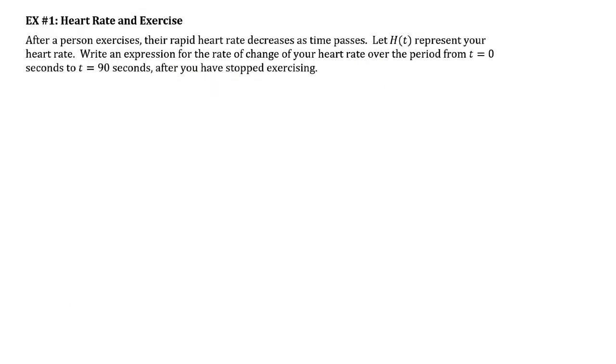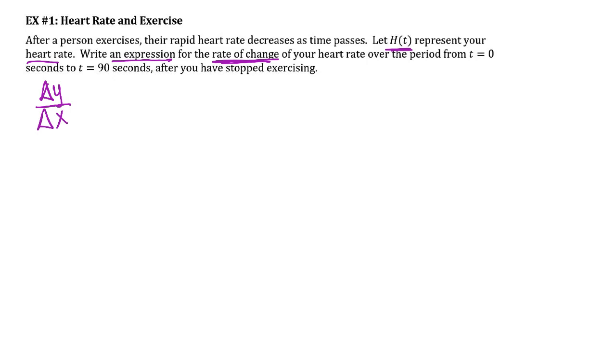For example 1, after a person exercises, their rapid heart rate decreases as time passes. So we're going to let H at T represent your heart rate. Write an expression for the rate of change. So that's important. As soon as you see rate of change, you're thinking change in y's over change in x's. Now I'm not going to have y's and x's for this problem, but we can figure out which is which.